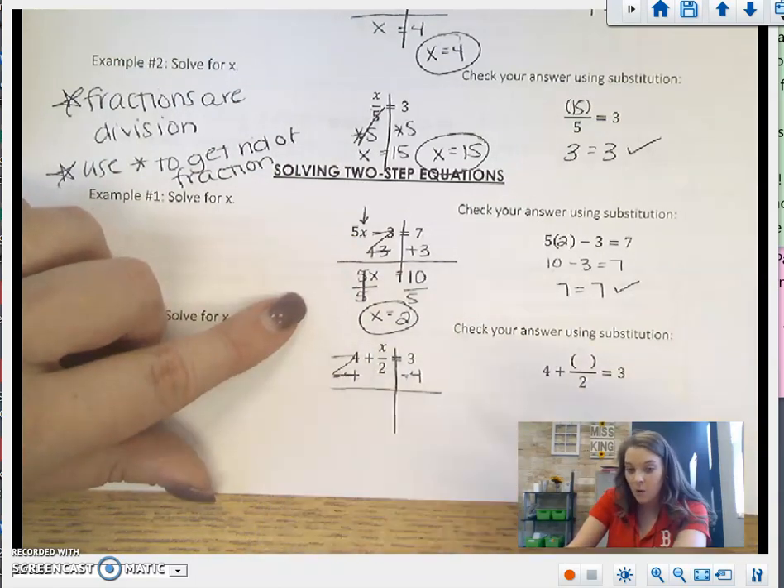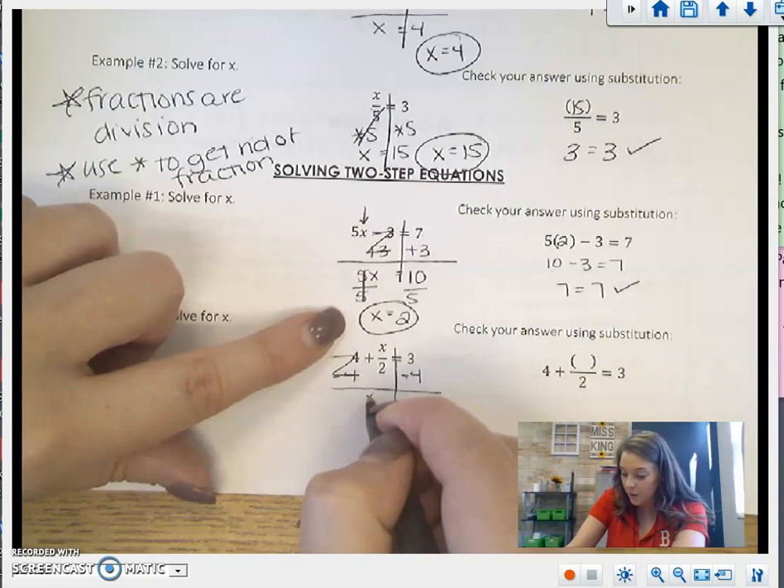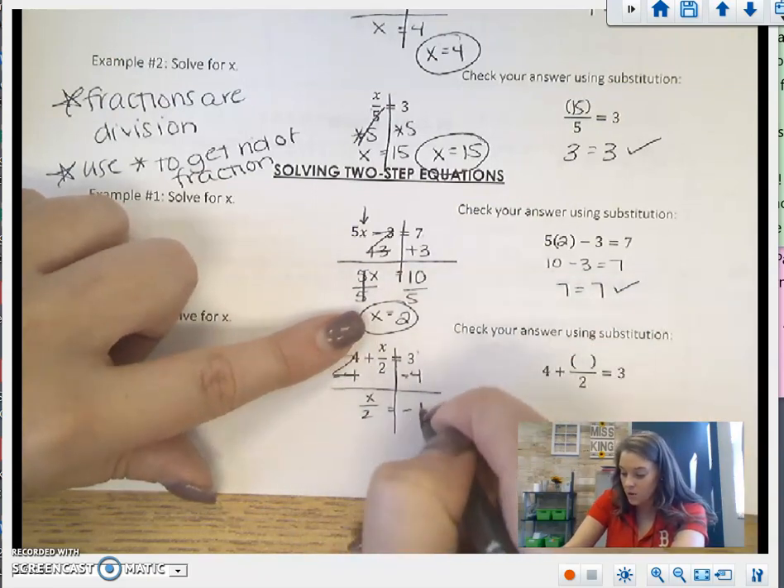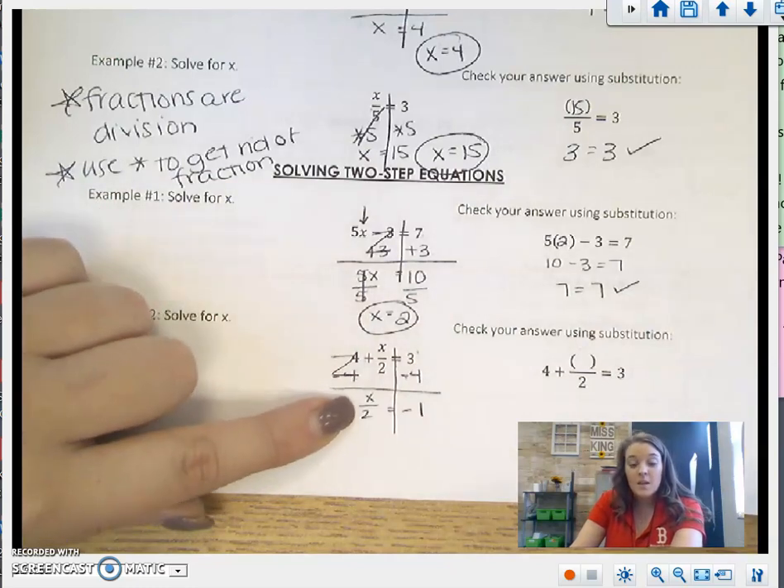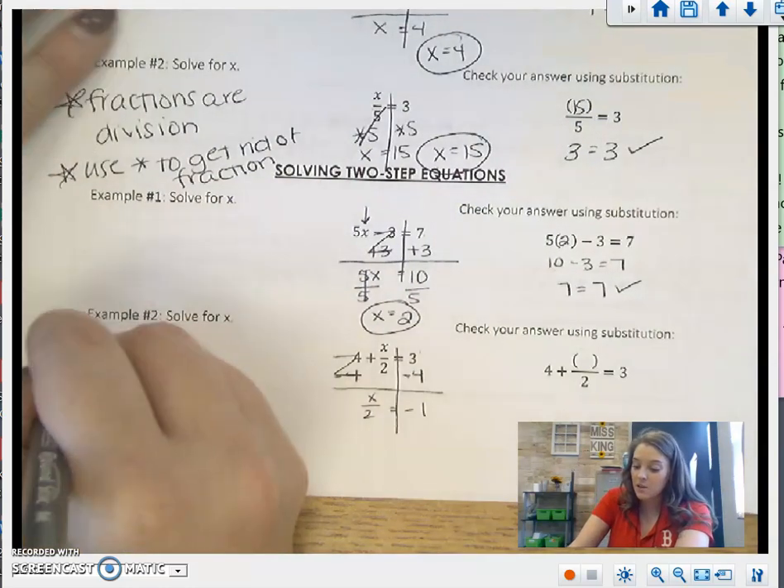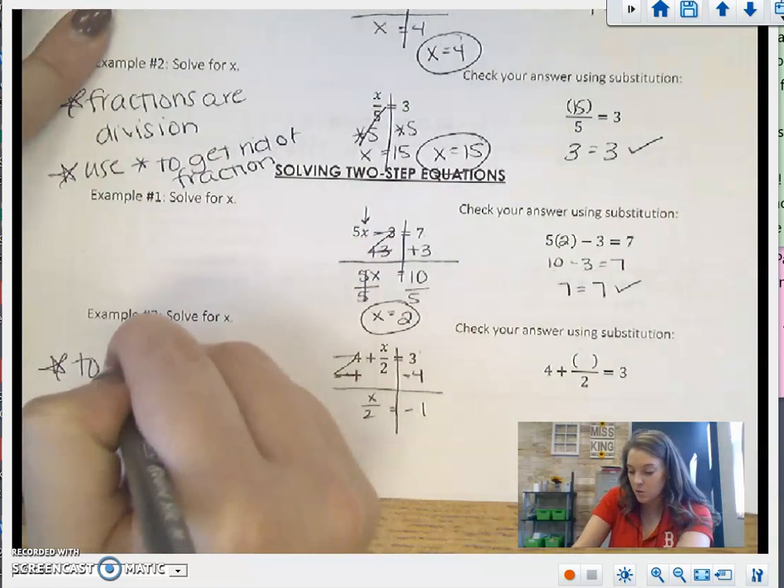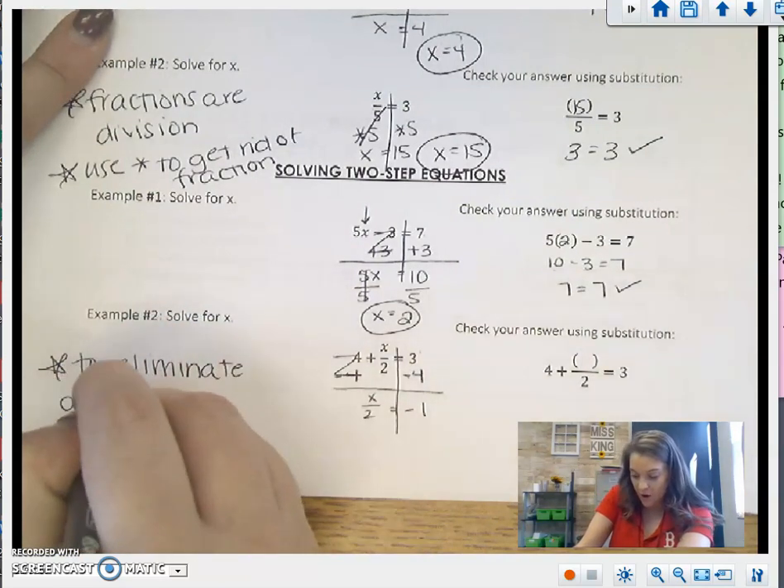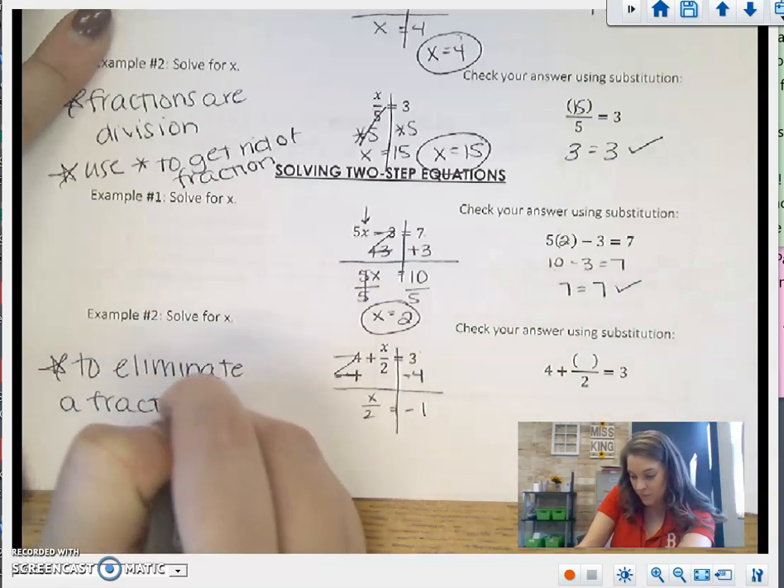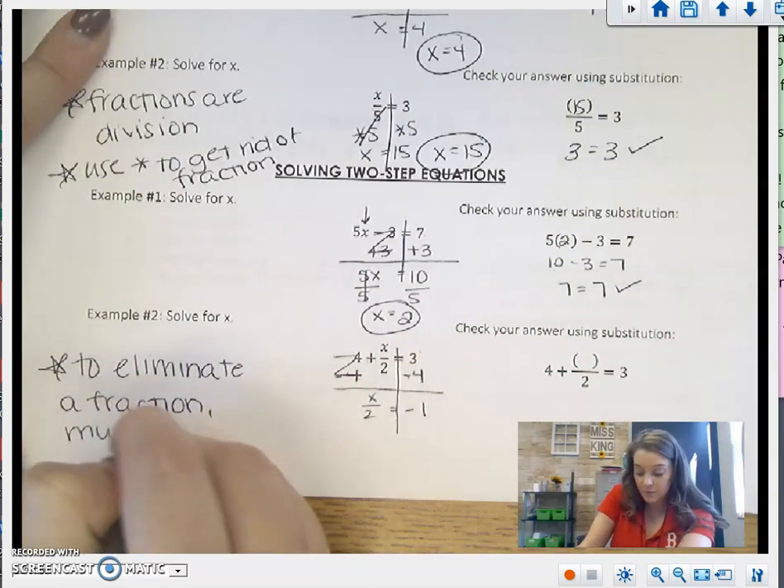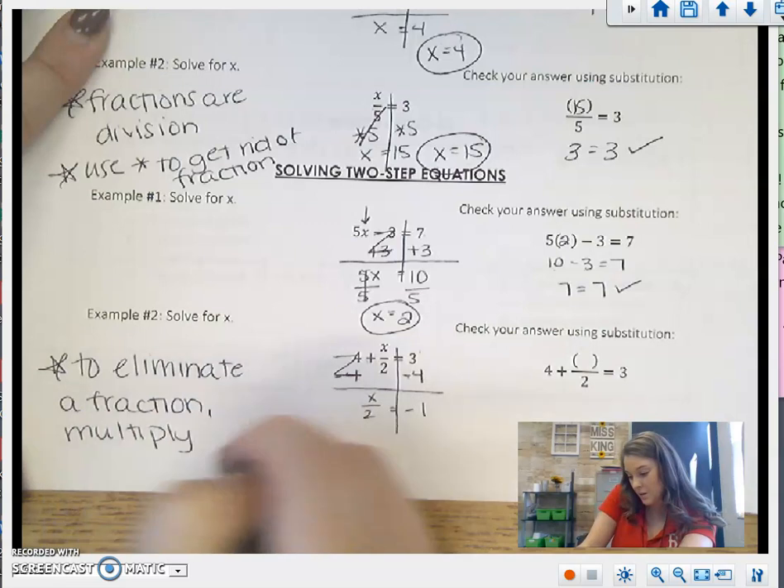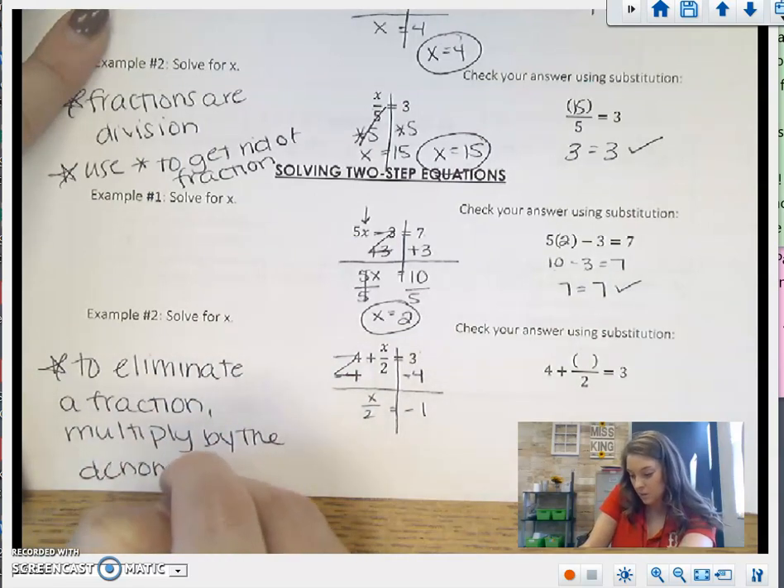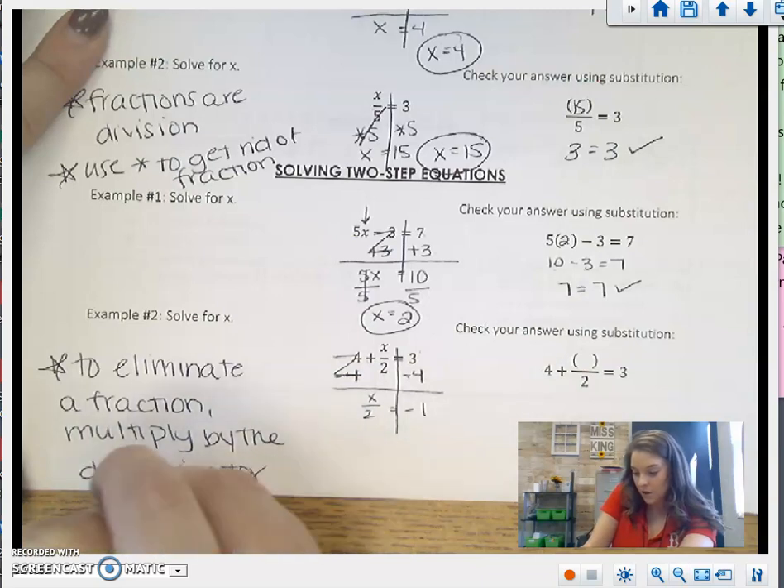4 minus 4 zeroes out. And I'm left with x over 2 equals 3 minus 4, which is negative 1. To get rid of a fraction, multiply by the denominator. So to eliminate a fraction, multiply by the denominator. We talked about that earlier, but I'm writing it out for you here.